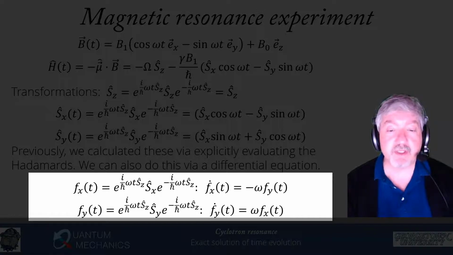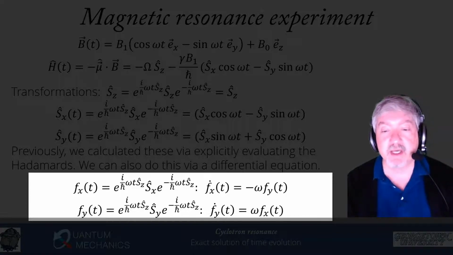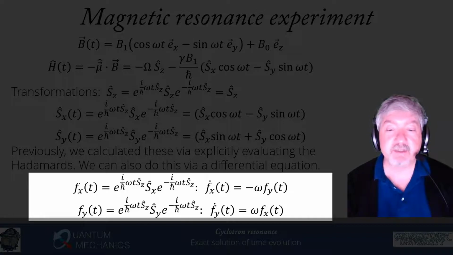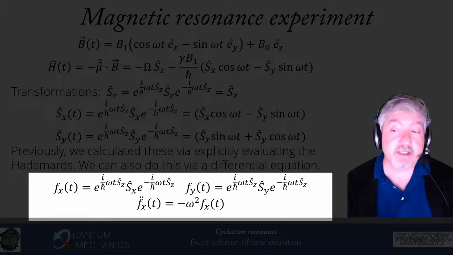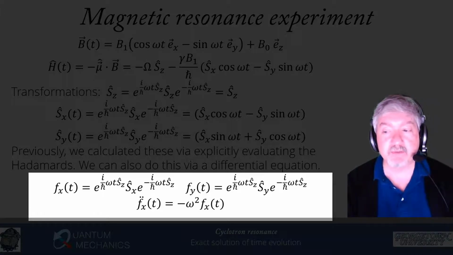So we have these two equations. fx dot is equal to minus omega fy, and fy dot equals omega fx of t. If I take a second derivative of that first equation, I'll get fx double dot of t is minus omega fy dot of t, but fy dot of t is omega fx of t. So I'll get that fx double dot of t is equal to minus omega squared times fx of t. Now that's a differential equation we know how to solve. I'll pause for 5 seconds for you to remember what the solution is.